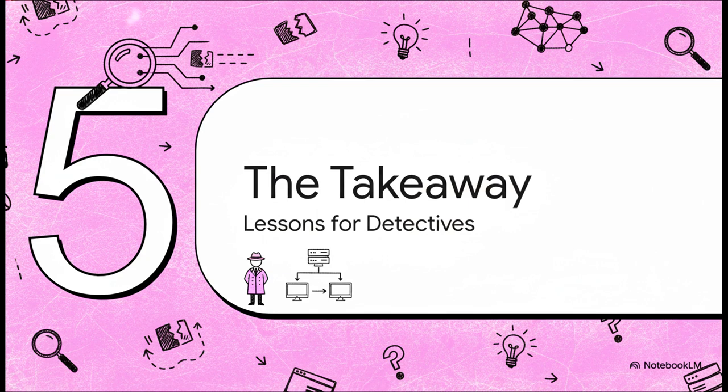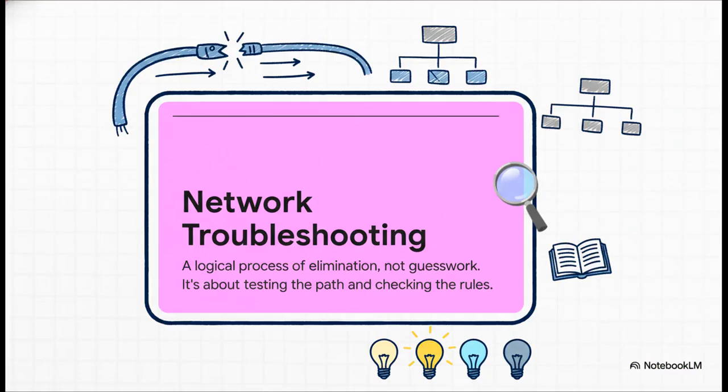But what's the big lesson here? What can we take away from this whole investigation to become better network detectives ourselves? Here's the most important thing to remember. Troubleshooting isn't some kind of dark magic. It's not guesswork. It's a logical, step-by-step process of elimination. You don't just guess what's wrong. You systematically test the path, piece by piece, and then you check the rulebooks. It's a skill that literally anyone can understand.